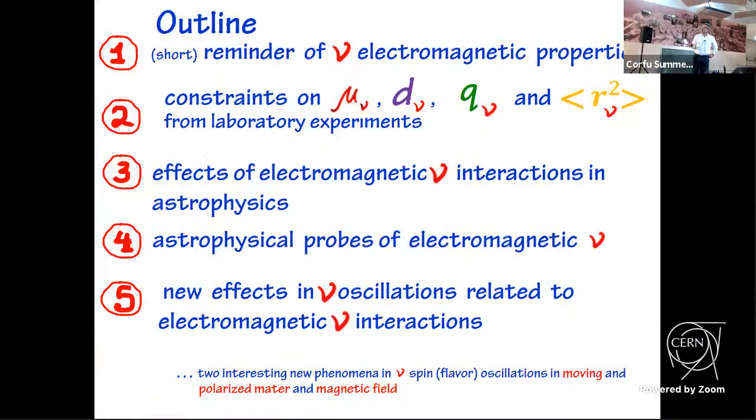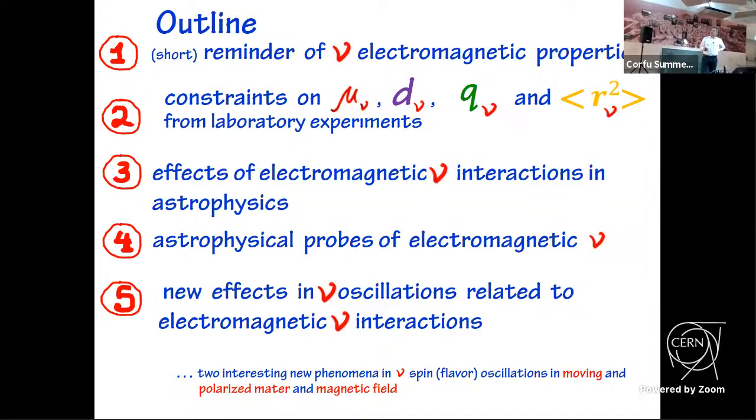So I'm going to give a short review on neutrino electromagnetic properties, and we shall start with some reminders and some introduction to the theory. Then we shall deal with constraints on the most important neutrino electromagnetic characteristics, which are the neutrino magnetic and electric dipole moments, neutrino millicharges, and the charge radius from laboratory experiments.